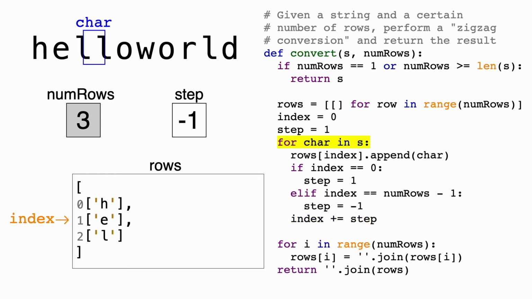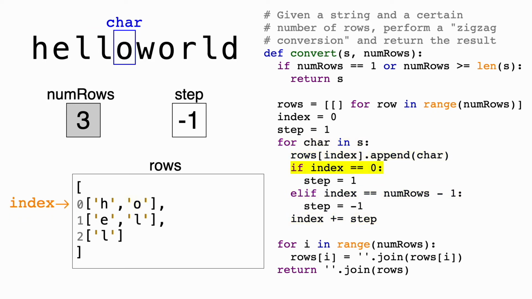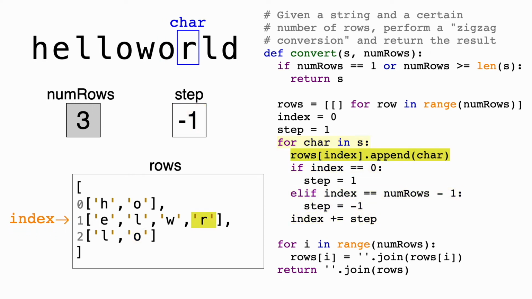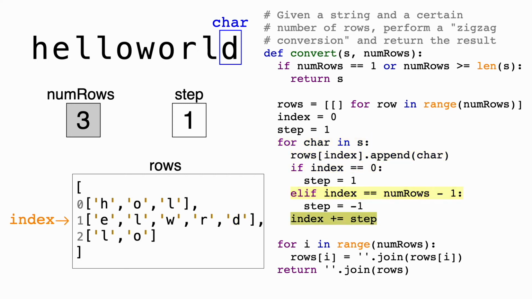Next is L again, and we'll append that to the second row. Neither condition is true, so let's move the index back up to the first row. Then we'll append O, and since we've reached the top row, let's change step back to 1 and move down a row. And we basically just keep repeating this pattern. We append the character, move to the next row, and if we see that we've hit either the top or bottom row, then we switch directions and keep on going. So I'm just going to speed up the rest since it's the same thing, but you can see that the index variable oscillates between the top and bottom rows and appends each character to the appropriate list.